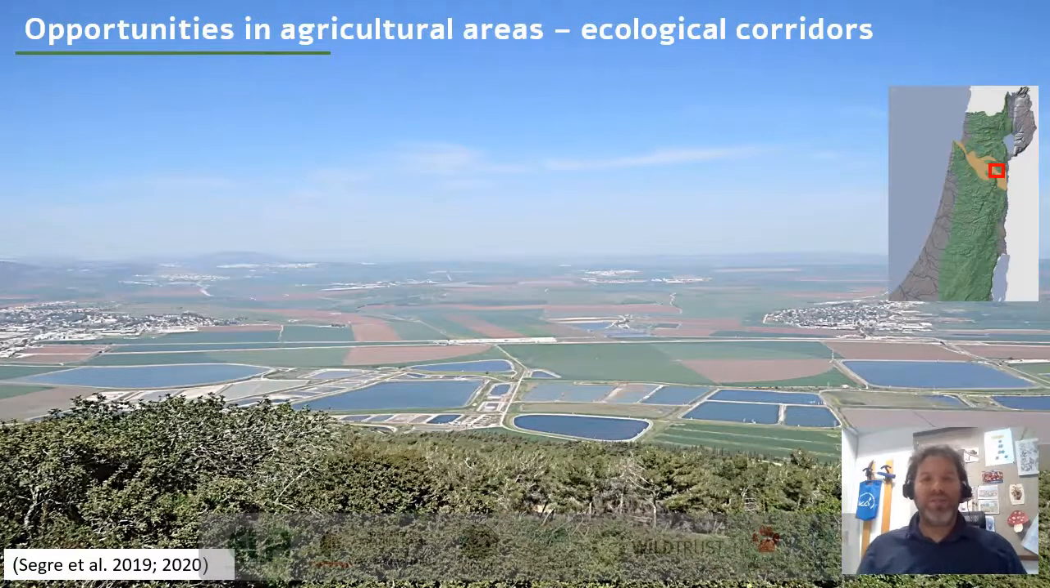So I would like to start by providing a few examples of these opportunities with this beautiful picture. This picture was taken from the Gilboa mountain, looking at the beautiful Jezreel Valley in the east side of Israel, an intensively cultivated area which actually separates two large and important ecoregions, the Samaria mountain and the lower Galilee, or the Galilee mountain. You can see it here in red on the right hand side.